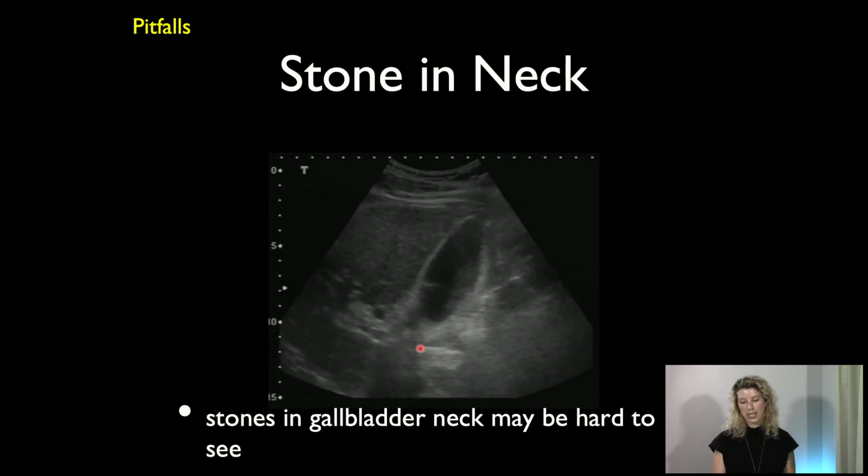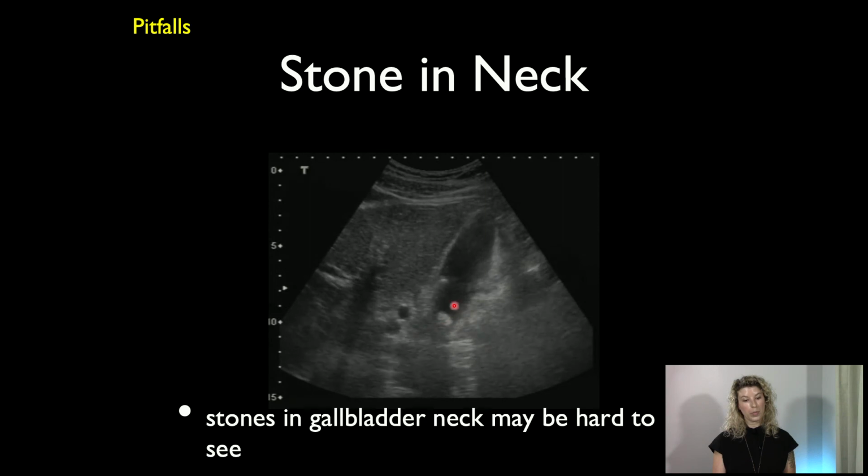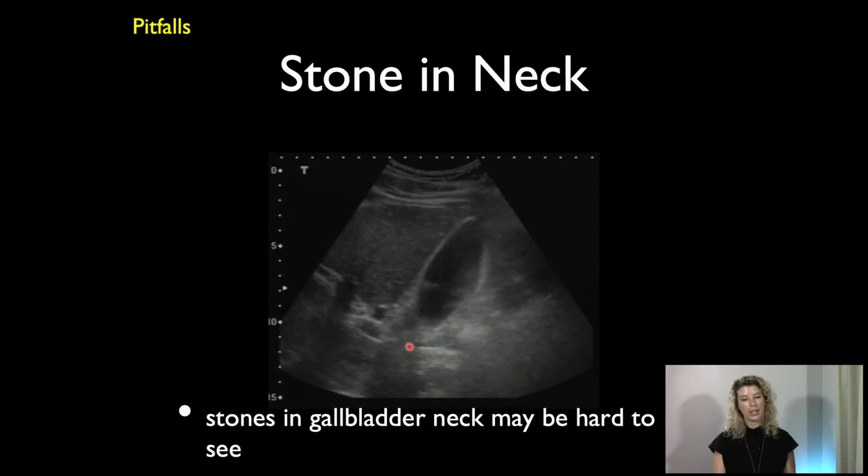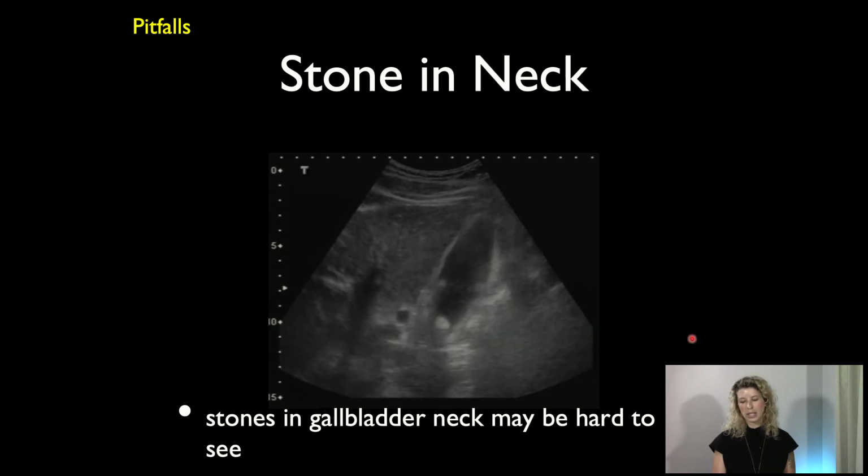They may be hard to see. This one's pretty easy to see, but as the clip goes on, you'll see a couple more stones here that I think would be potentially easily missed.